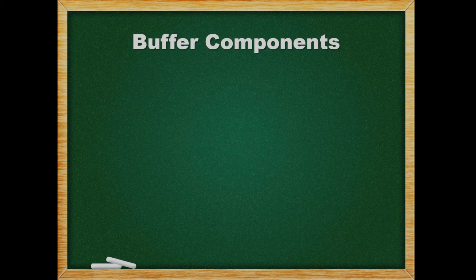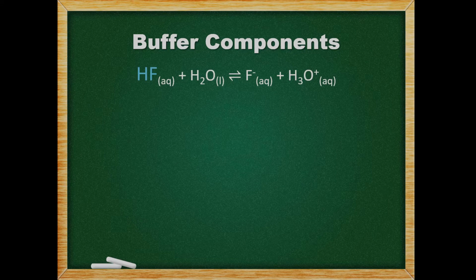For instance, let's look at a 1 liter solution of 0.10 molar hydrofluoric acid. Only a small percentage is ionized due to it being a weak acid. What would happen is the solution could neutralize the addition of a base but not an acid, because the concentration of the conjugate base is so low.